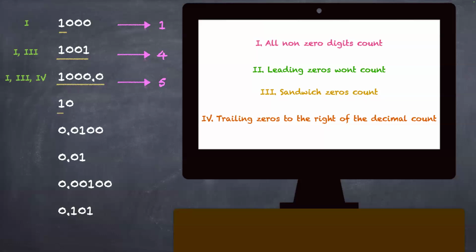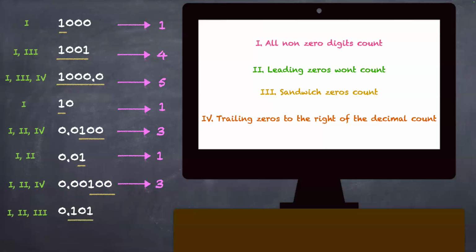Next example is 10. Based on exactly what I just explained, it only has one significant figure based on rule number 1. Next example is 0.0100. That will have 3 significant figures based on rules number 1, 2, and 4. Next one is 0.01. That will have only one significant figure based on rules number 1 and 2. Next one, 0.00100. It will have 3 significant figures based on rules 1, 2, and 4. And lastly, we have 0.101. That will have 3 significant figures based on rules 1, 2, and 3.